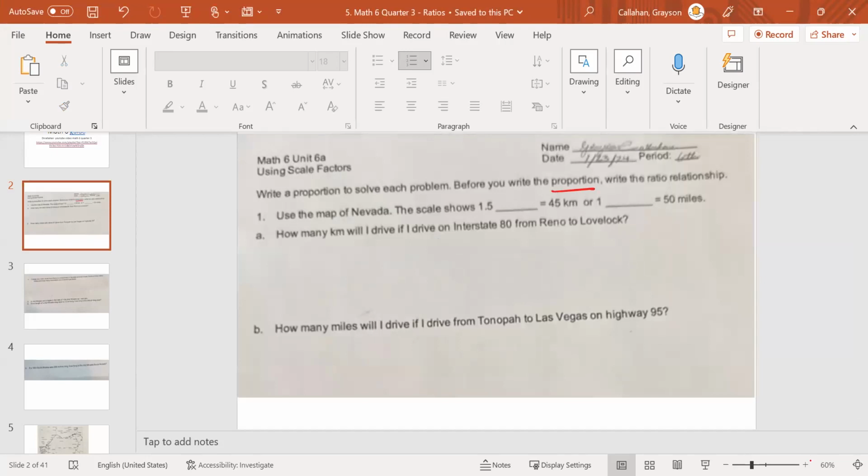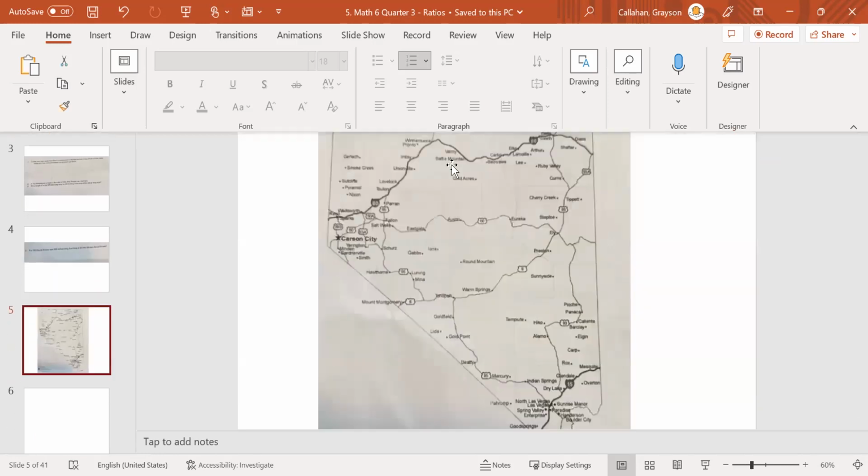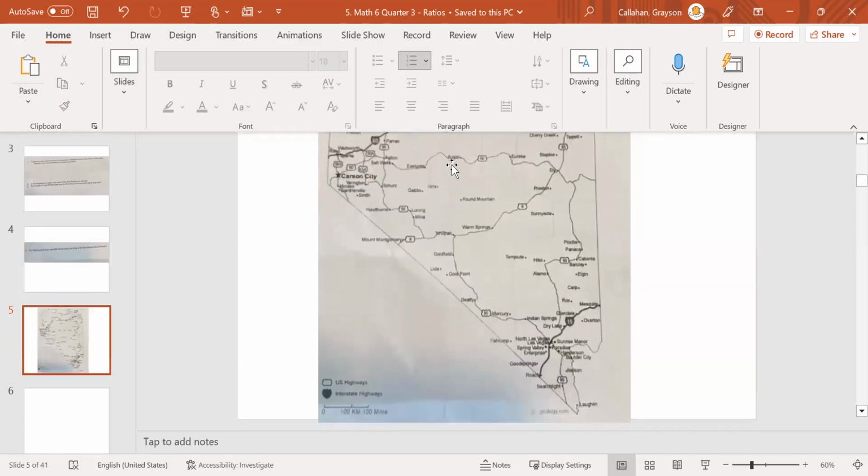So the proportion here is going to be in the form of a fraction like that. The ratio has the two little dots, okay? Or you could put it into a fraction, okay? So it says use the map of Nevada. The scale shows 1.5 blank equals blank or 45 kilometers. So let's take a look at this.